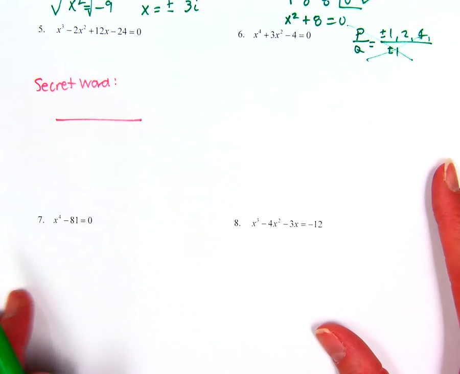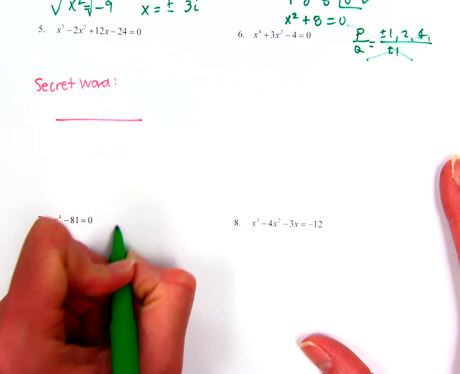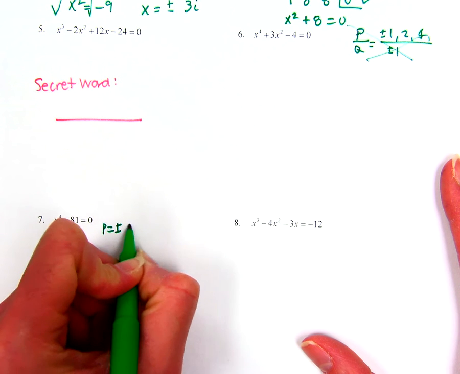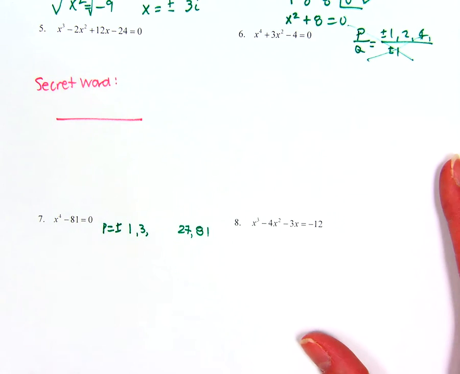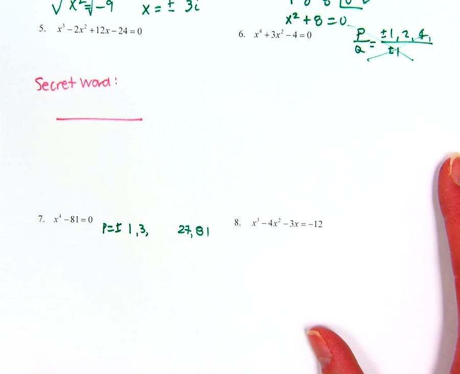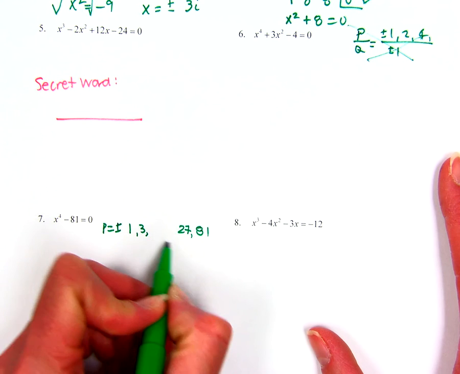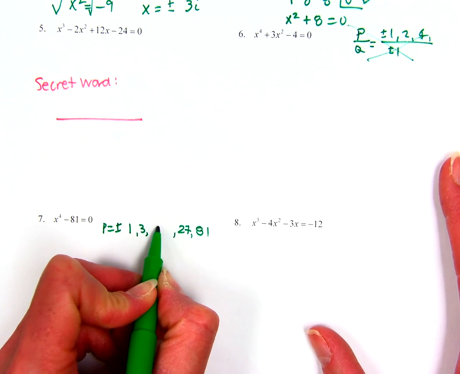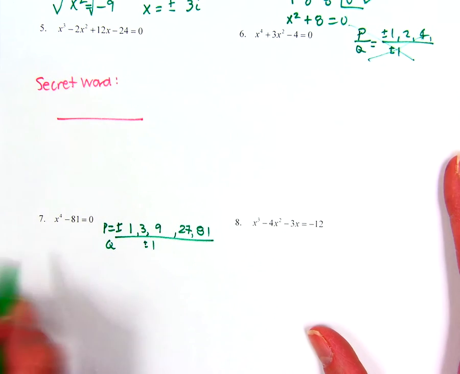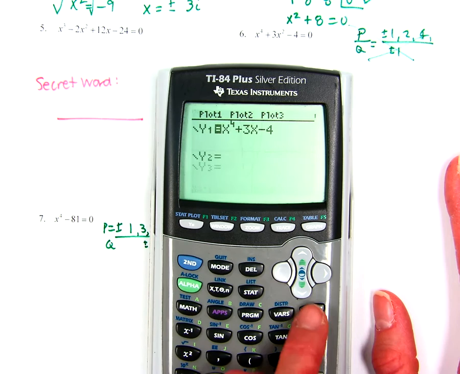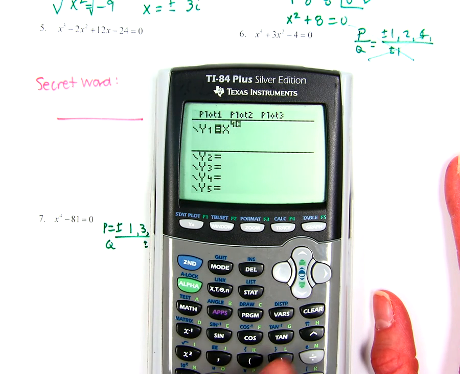Alright, we'll go to number 7. So let's see, we need factors of 81. So we got 1, 81, 3, and 27, and 9 and 9, right? And factors of q are just plus or minus 1. So I'm going to type my equation in, and we've got x to the 4th minus 81.